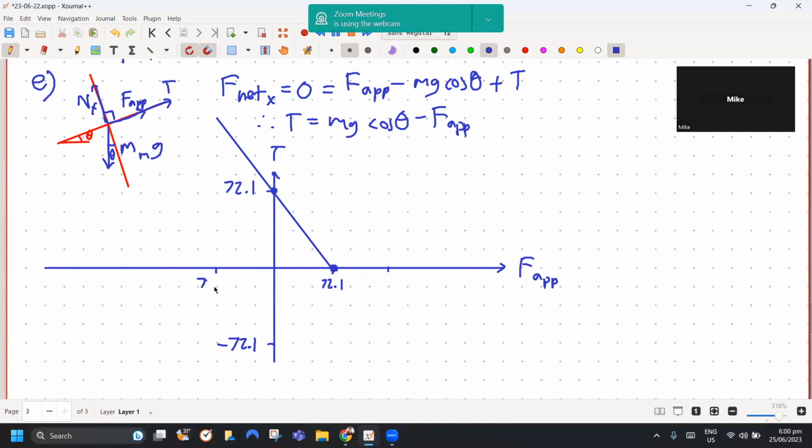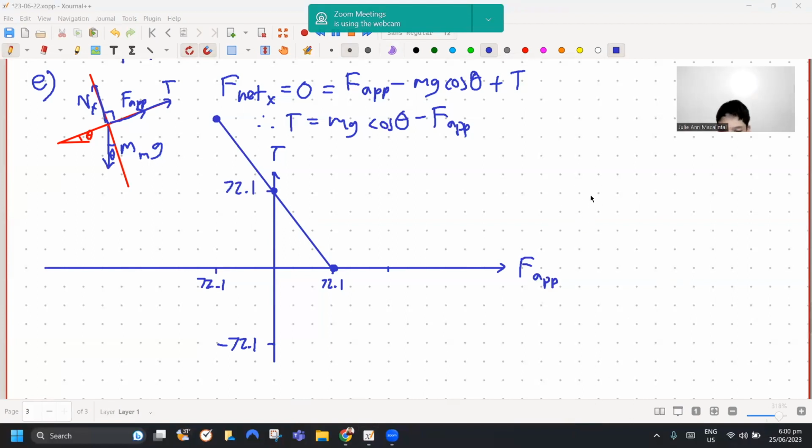Okay. Ngayon, if you're dealing with a realistic rope, anong mangyayari? At some point, if F applied becomes more and more negative, what will happen? Patas na patas pa yung tension. Remember, realistic chord. Taasan mo ng taasan ng tension. Mag-snap po yung rope. Magsa-snap.